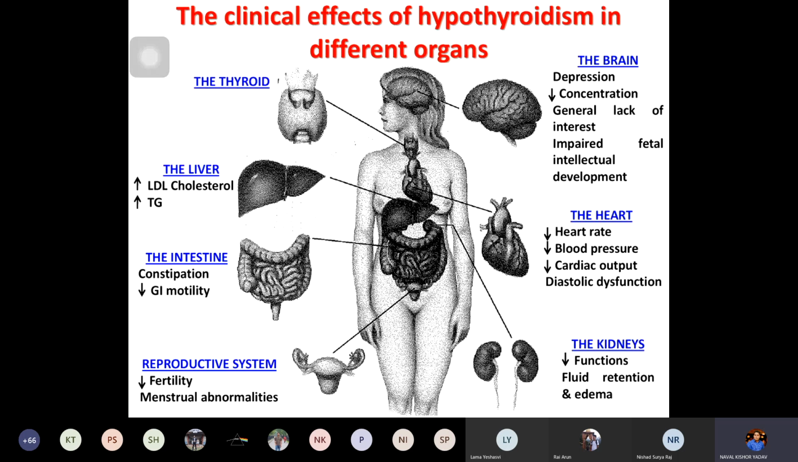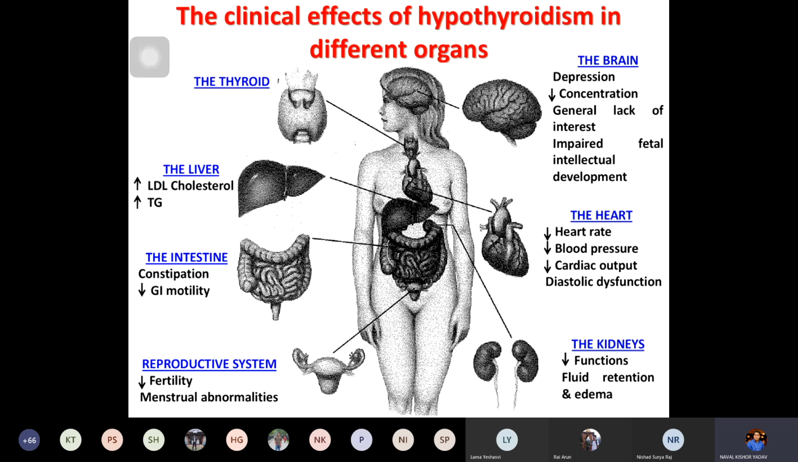In the heart, you can see decreased heart rate, increased blood pressure, reduced cardiac output, and diastolic dysfunction. In the kidney, decreased kidney function and fluid retention, and you will have edema. So these are a few clinical effects of hypothyroidism in the different organs. What are the signs and symptoms in hypothyroidism, by which you can easily identify that the patient is suffering from hypothyroidism?